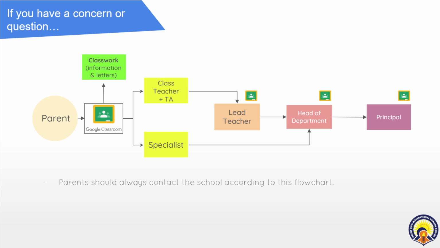Start from the left and work your way to the right, going to the principal as a last port of call. Leaders should direct parents downwards if you've not spoken to a junior member of the team. So if you speak to the principal, they will ask, have you been to the head of the department? Have you been to the lead teacher or to the class teacher? And if you've not, then you will be directed to go to those people first before being referred upwards.